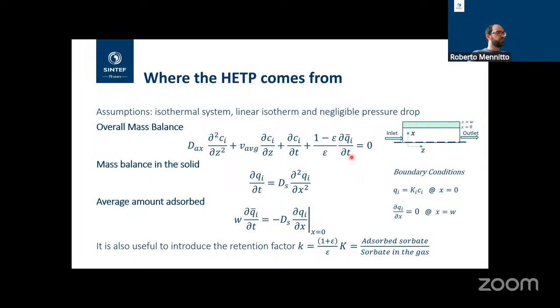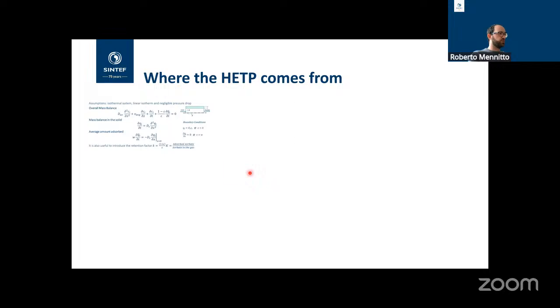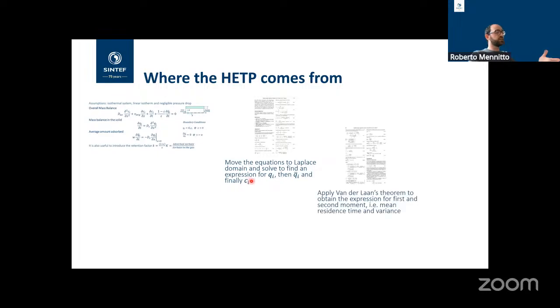And if we take these equations, we go in the Laplace domain, we solve the equations for Q, the average amount adsorbed, and the concentration, and we apply the van der Waals theorem, we can calculate the mean residence time of a breakthrough curve and the variance of it. So with variance and mean residence time, we can then calculate the HETP. And these are the images of the appendix from the Rutven and Ron paper, which discussed all the mathematics behind.